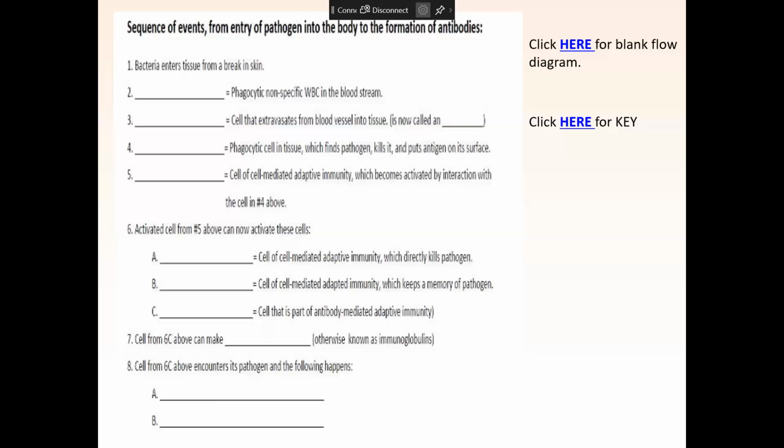This cell is actually part of antibody mediated adaptive immunity. So the helper T cell activates B cells. All right. And now we've got, let's move this up. Okay, we're here. The B cell here can make blank, otherwise known as immunoglobulins, antibodies. Then the B cell encounters its pathogen, and the following happens. Agglutination. All right. And then that B cell, when it encounters its pathogen, it clonally replicates itself.